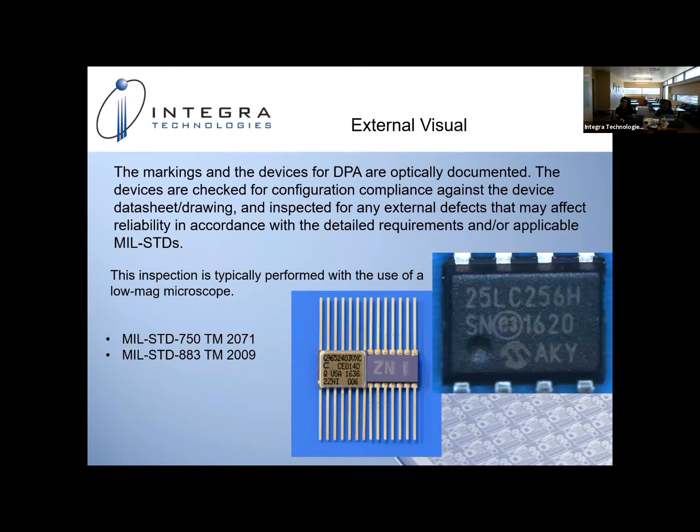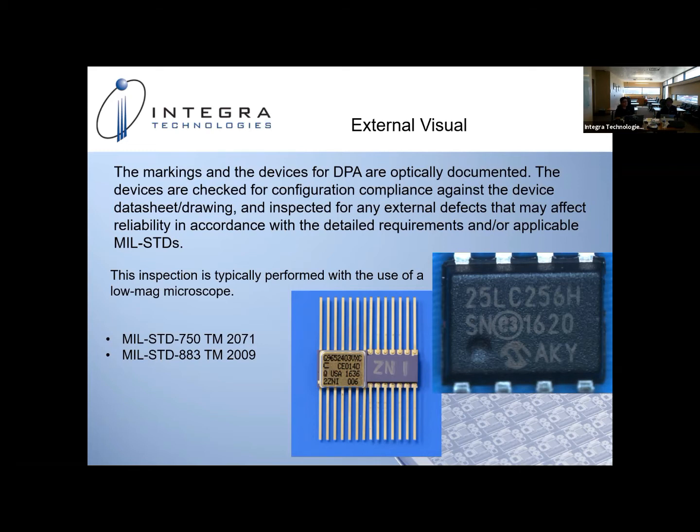So let's talk about external visual. External visual is a non-destructive test technique. It's typically performed at around 10x magnification. The actual performance spec of the part will tell you which magnification is best to look at external visually. The package conditions, such as the leads, the markings, and seals, are thoroughly inspected using a microscope. We also document the markings and the package condition at this step and include it in a final report for review.